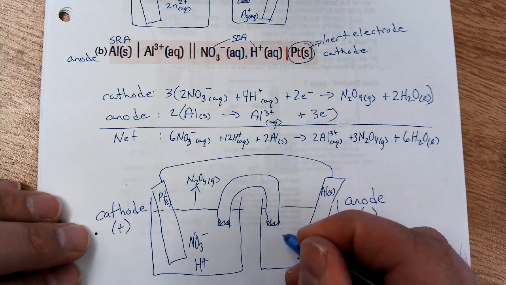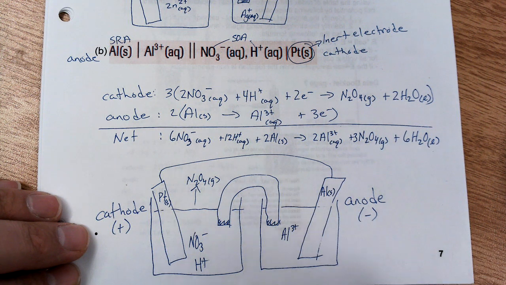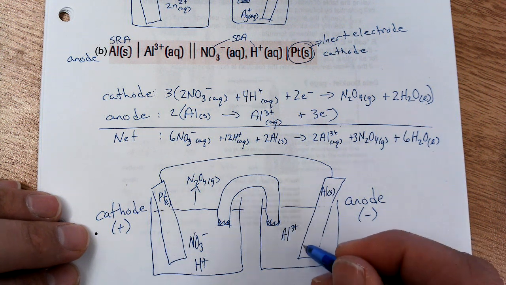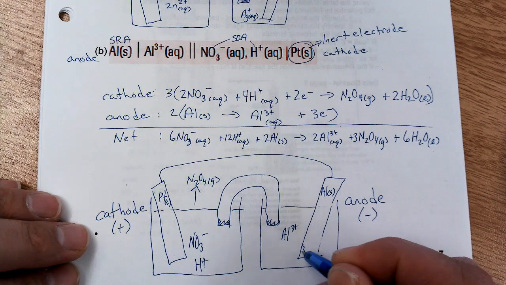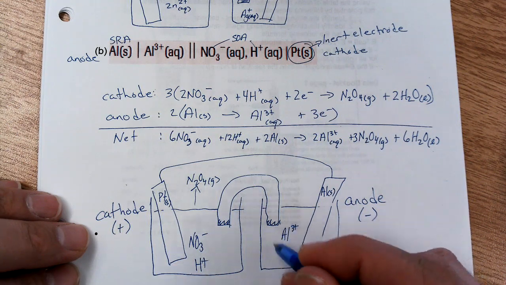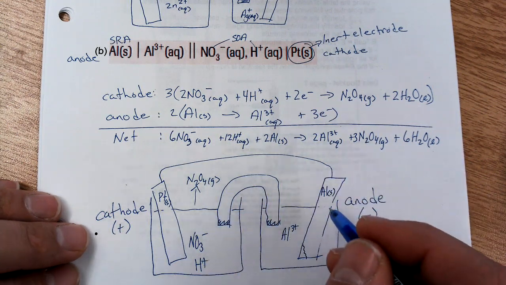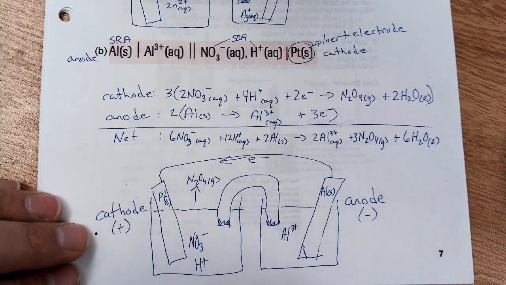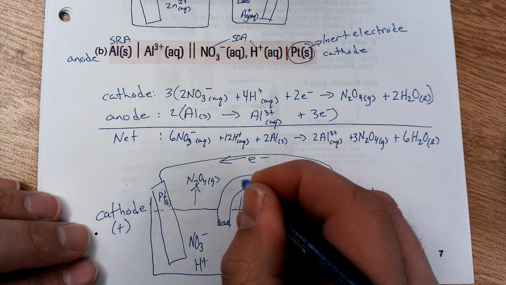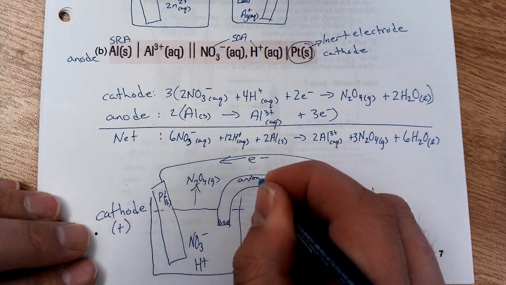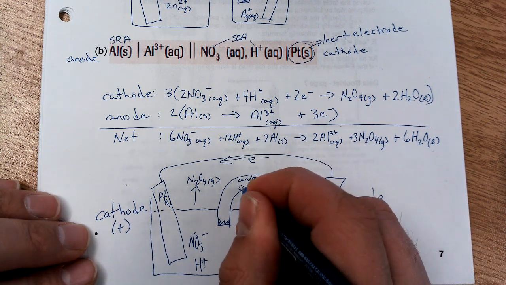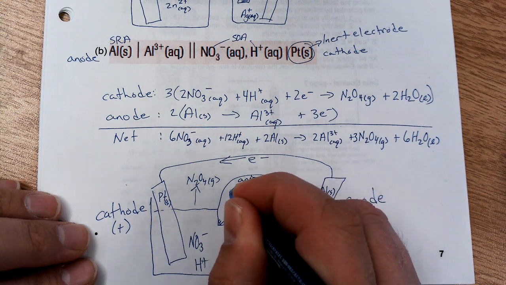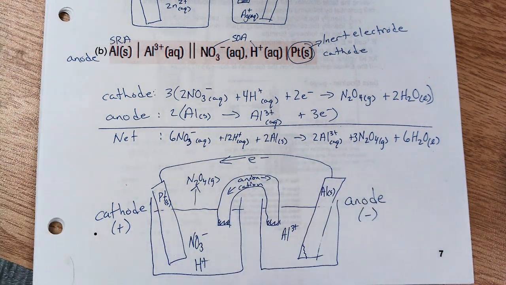Over here, we have Al3 plus in our solution, and this electrode is going to start to deteriorate, so different bits will come off of this to form this as the electrons go from the anode to the cathode. So our electron direction in this case is going this way, and then our anions go to our anode, cations to our cathode. That would be full marks there.